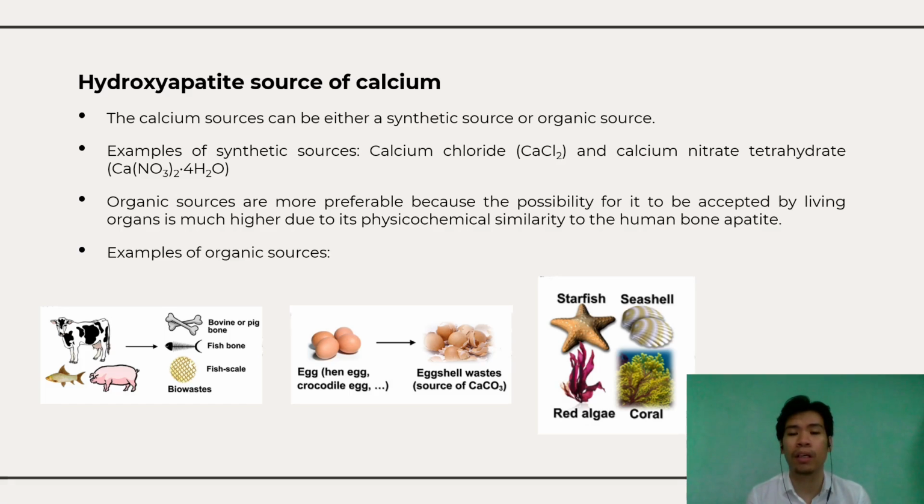Examples of organic sources are animal bones such as bovine bones and fish bones, biogenic waste such as eggshell, and also calcite plants that can be found under the sea, such as red algae, coral, and also seashell and starfish.